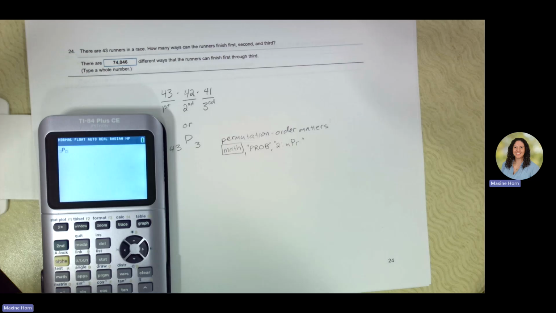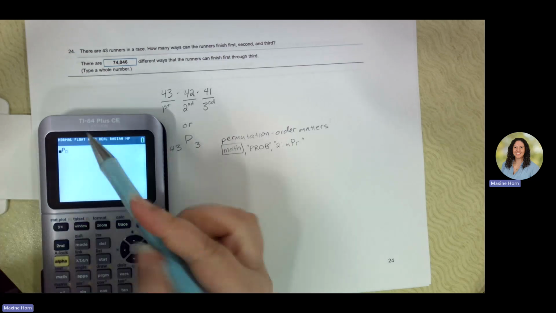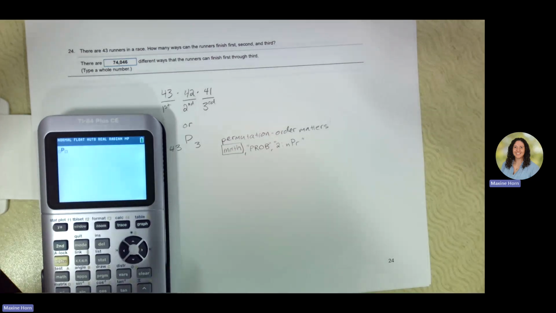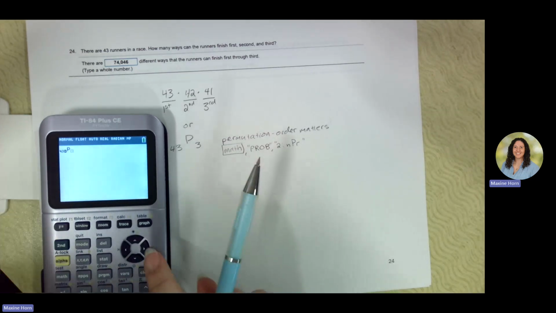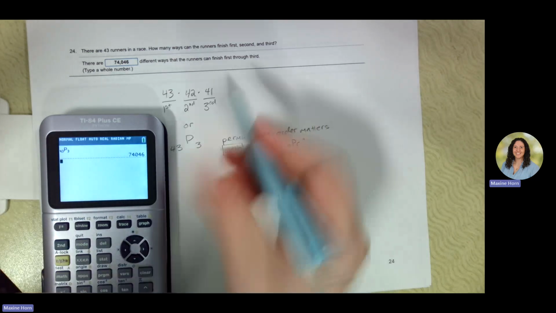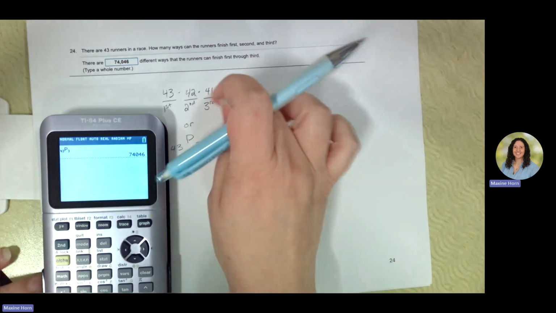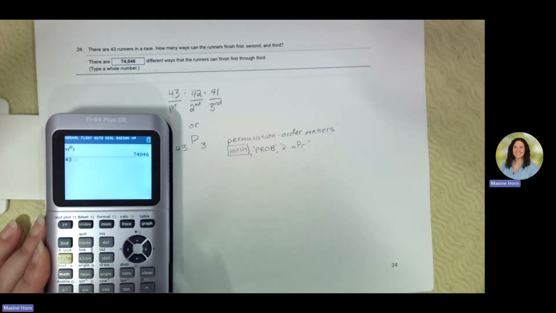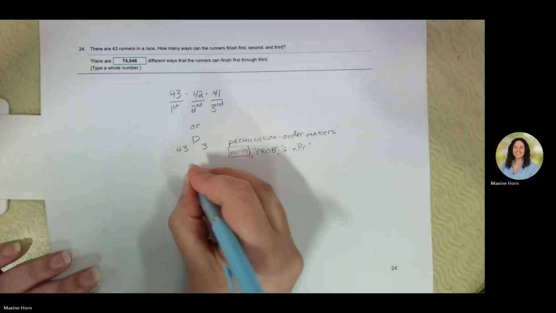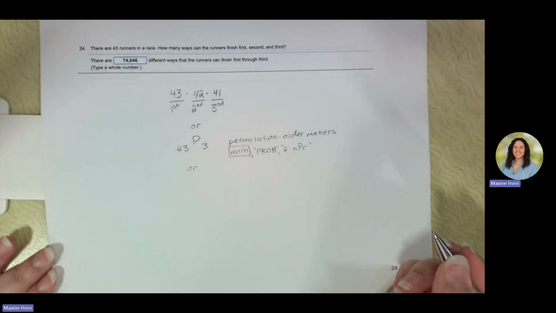NPR. Now, if you already put a number in, it's going to assume that the number that you already put in was supposed to be the number on the left here. Okay, but let's go ahead and plug in our 43, and then we're going to arrow over to the other part, and we're going to plug in our 3, and then it gives us our answer. If you do it this way, you do 43 times 42 times 41, and look at that, we get the same number.